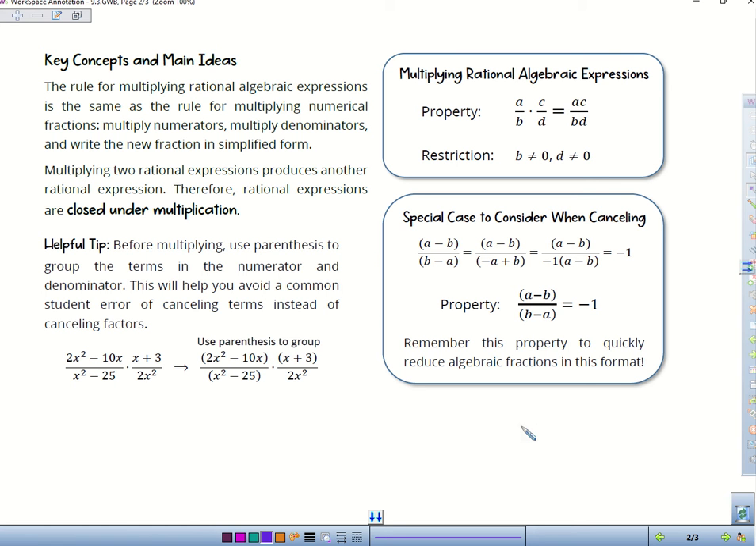Before multiplying, use parentheses to group terms in the numerator and denominator. This will help you avoid the error of canceling terms instead of factors.